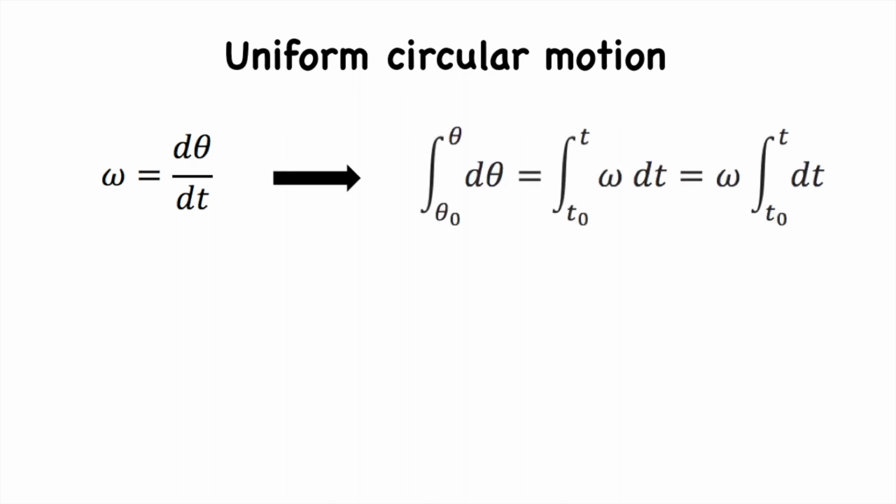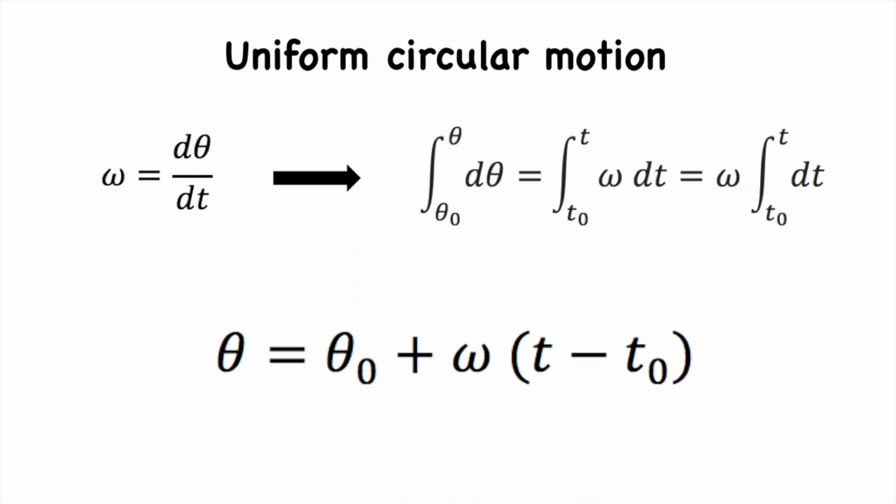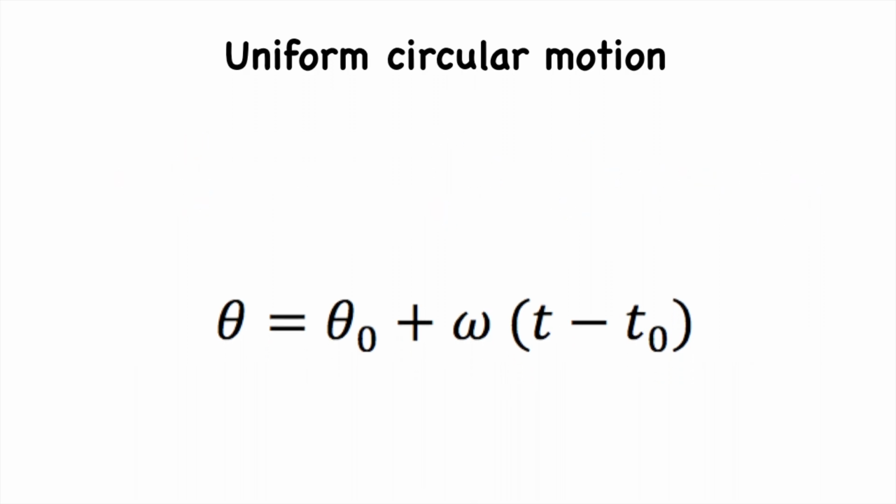Let's now derive the equation of motion. We only have to integrate the expression for the definition of angular velocity, keeping in mind that the angular velocity is constant in this case. Compare the result with the equation for uniform linear motion.